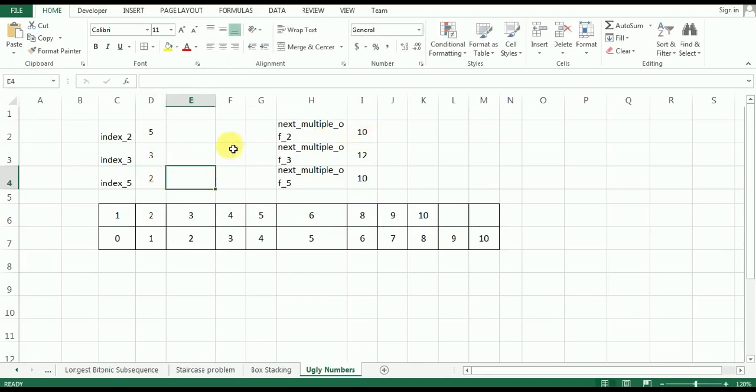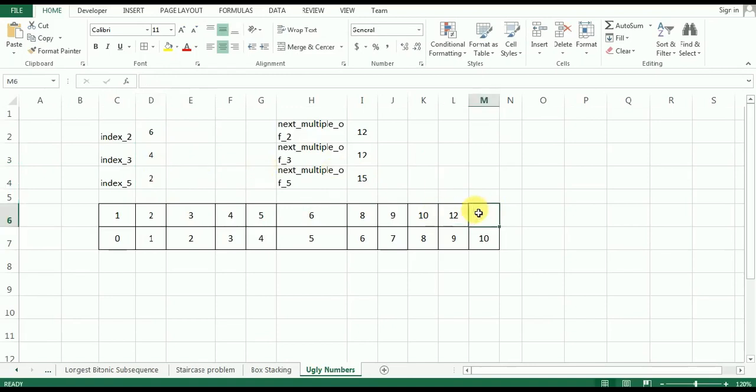Cool. Alright. Now 2 multiplied by value at index 5, it is 6, so this becomes 12. 3 multiplied by value at index 3, which is 4, so this is going to stay as 12. 5 multiplied by value at index 2, which is 3. So 5 into 3 is going to come out as 15. So the minimum value is 12. We again have joint winners. So this is going to be 6, this is going to be 4, and this is going to stay as 2.